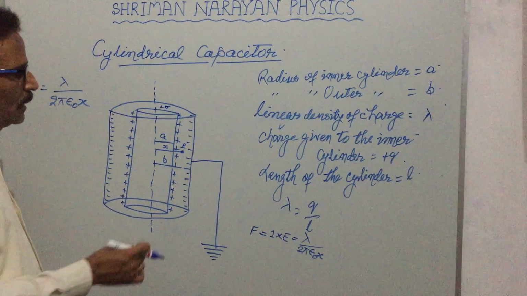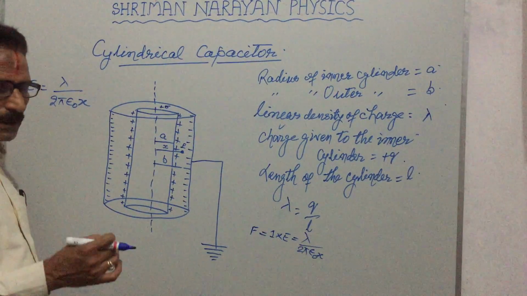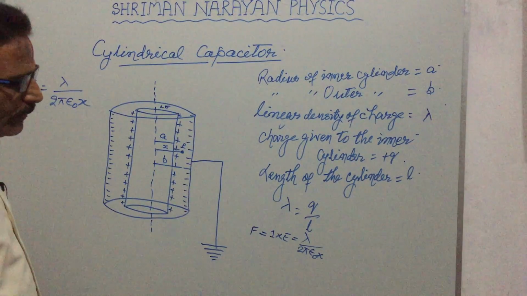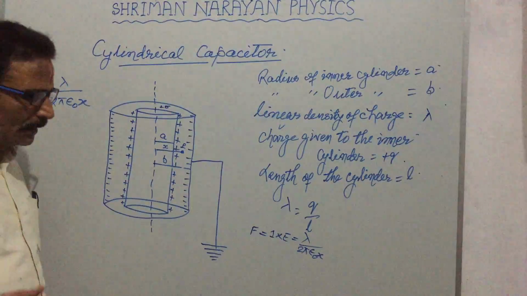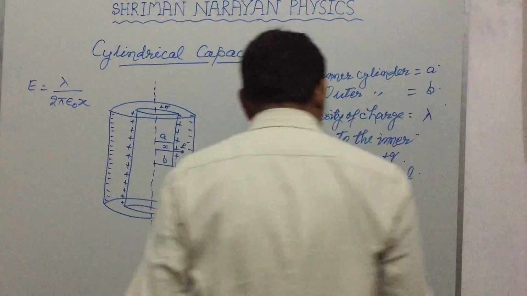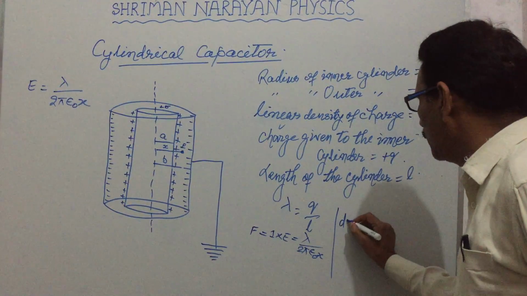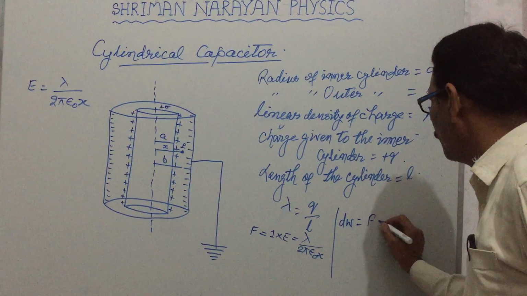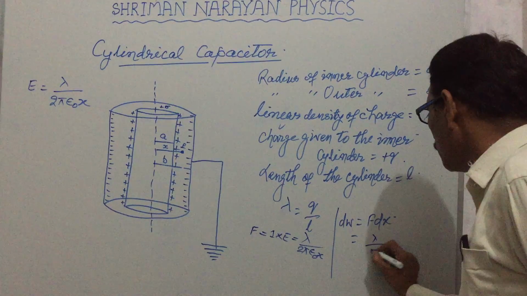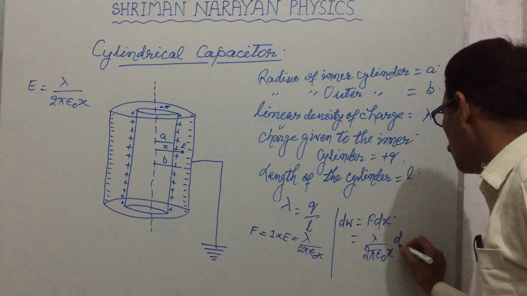So just imagine this unit positive charge moves through a very small distance dx towards the inner surface of outer cylinder. So in this way some work will be done. That work done is said to be elementary work done. So let us try to calculate what will be the elementary work done. So elementary work done dW must be equal to F into dx, and it is equal to lambda by 2 pi epsilon naught into x into dx.